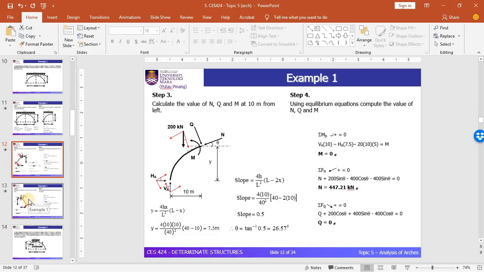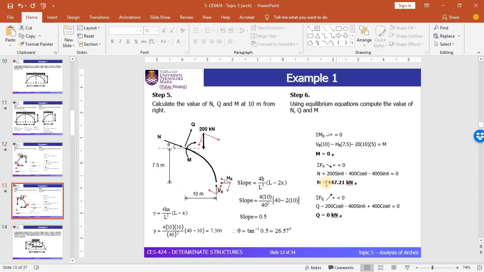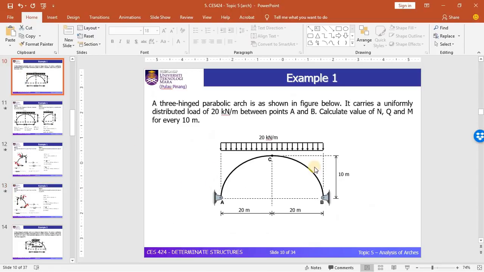Okay, so let's continue at another point. This is a point 10 meters from support B. If you realize based on this question, every 10 meters will finally meet at the center of the arch. This 10 meters is considered from the left, and the same goes for the right hand side. So the 10 meter point is somewhere here, and another point is at the center of the arch.